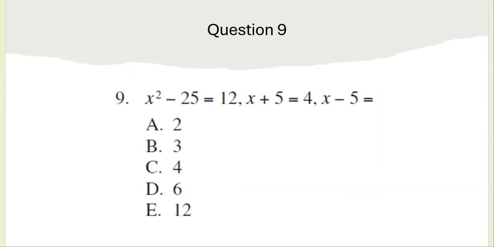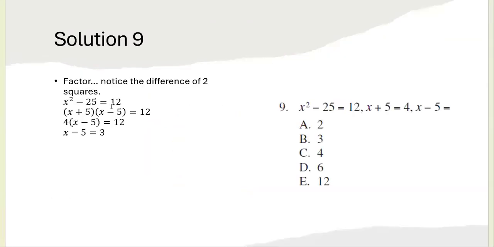Question 9, you have this guy. x squared minus 25 is 12. They give x plus 5 equals 4. What is x minus 5? This is again difference of two squares. x squared minus 25 is x plus 5, x minus 5. So x plus 5 they gave us as 4. So solve for x minus 5. x minus 5 is 3, choice B.